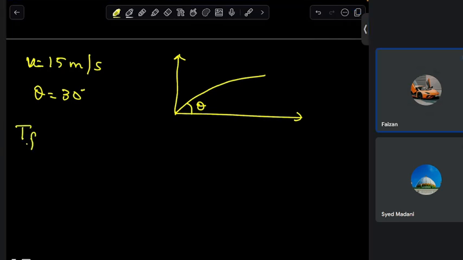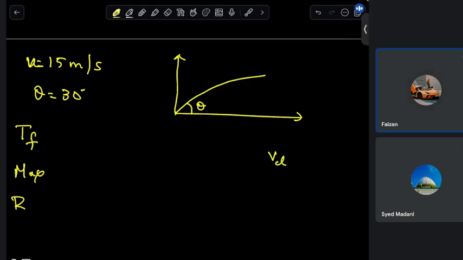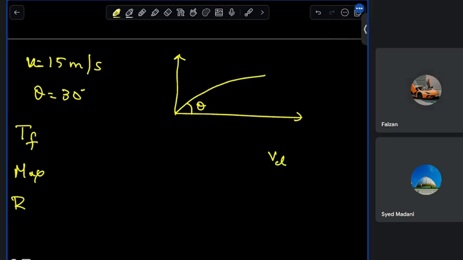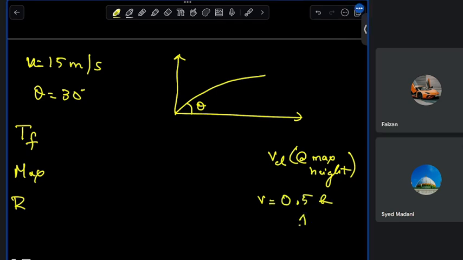Find the time of flight, maximum height reached, velocity at the highest point, velocity at time equal to 0.5 second and 1 second, and range. This won't come anyway, but still I'll solve it. You find range, and velocity at the highest point, at max height basically, and velocity at 0.5 second and 1 second. These three things you'll do, no? Time of flight, maximum height.